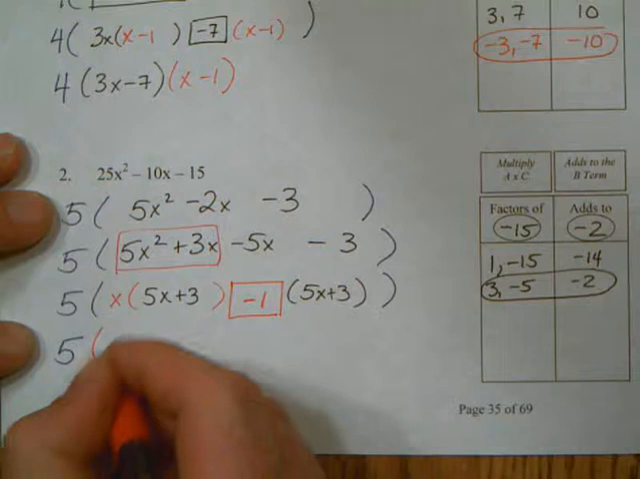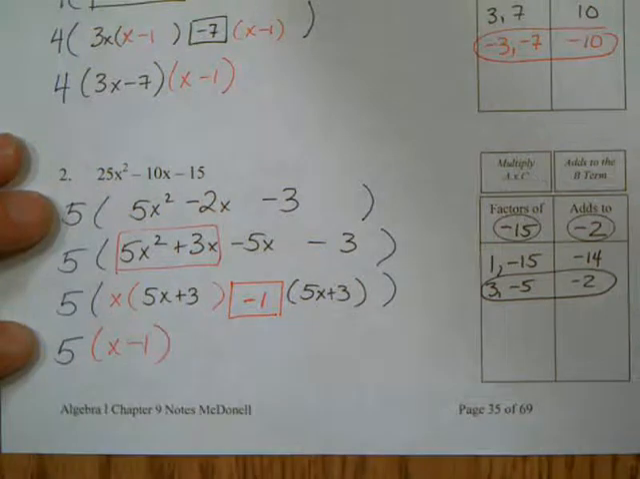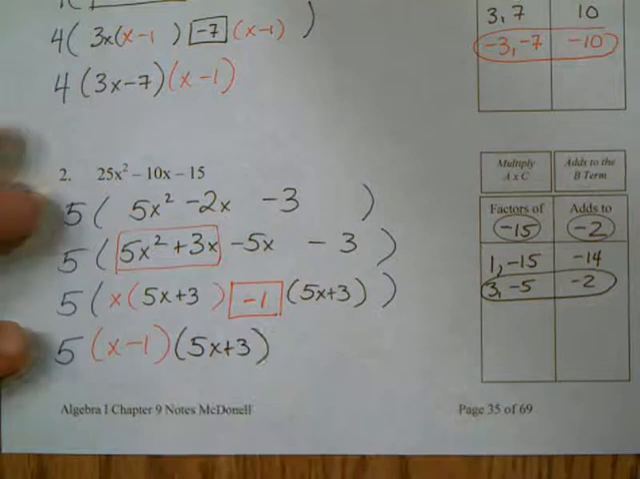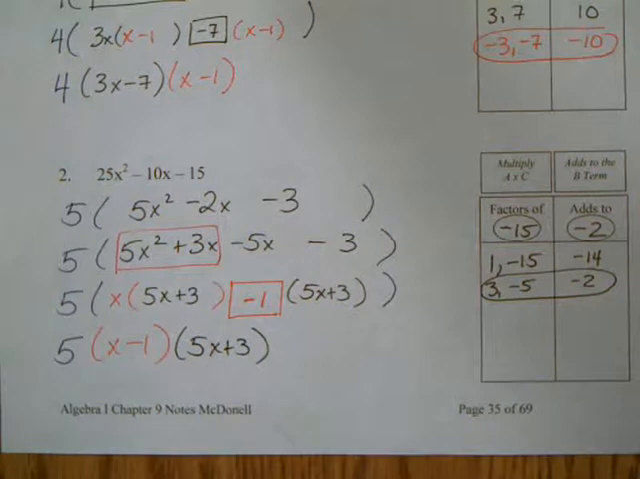Now we try to identify what's going to go in the box. Negative 3 divided by positive 3 is negative 1. And so now we have our answer. Our 5 out front, our x minus 1, and our 5x plus 3. So there we go with our answer, knowing how to now do a problem with the GCF out front.